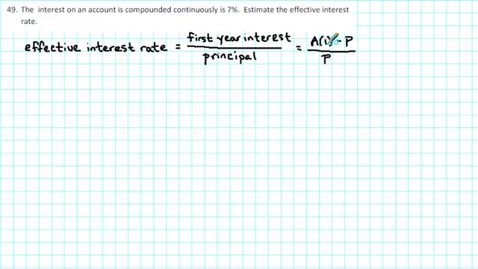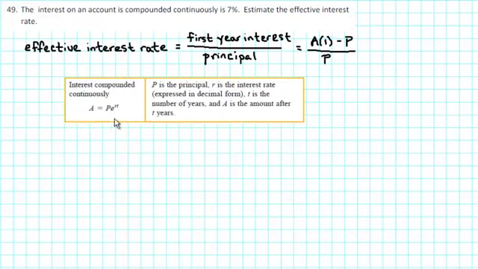So to find A of 1, we need to recall the compound interest formula where interest is being compounded continuously. That formula is the PERT formula. A is equal to P times e to the rt power, where P is the principal, e is Euler's number, which is approximately 2.718, r is the interest rate as a decimal, and t is the amount of time in years. So for this particular problem, we're not given the principal, we'll just denote it with the letter P.